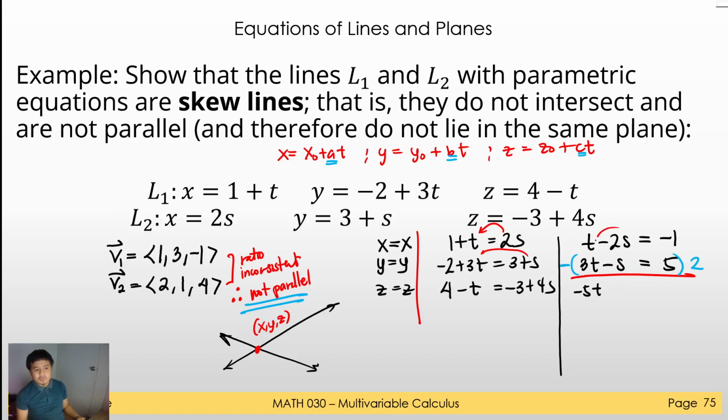And then for this one, 2 times s, so negative 2s minus negative 2s. So these will just cancel out. So this will be just 0, equals 2 times 5, which is 10, and then negative 1 minus 10 is negative 11. So what's the solution here?